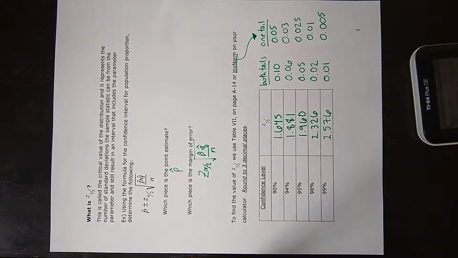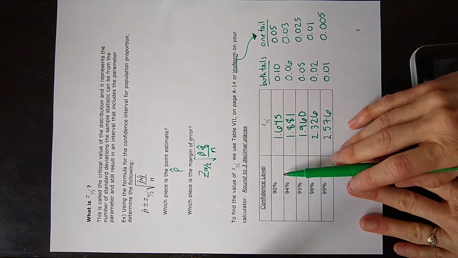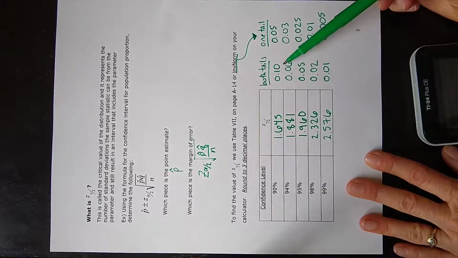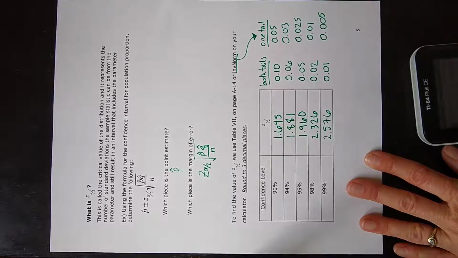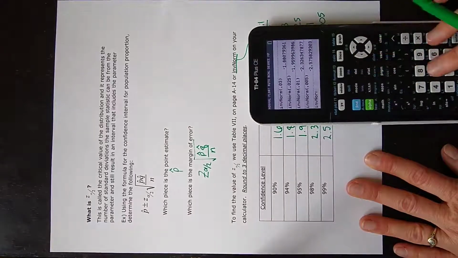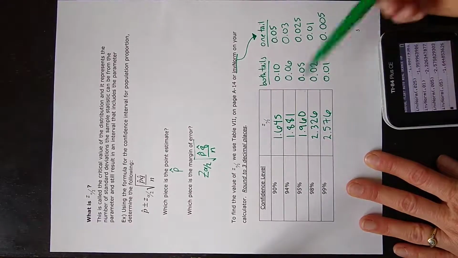Okay, so what I've built out here is some extra columns for both tails and one tail. And I've already calculated these in my calculator. So for a 90% confidence level, that means I have 0.9 in the middle, and I've got 0.10 for both tails, so 0.05 for one tail. So then what I have done is I've taken the inverse norm of 0.05. So inverse norm of 0.05 is 1.645 when I round to 3 decimal places.